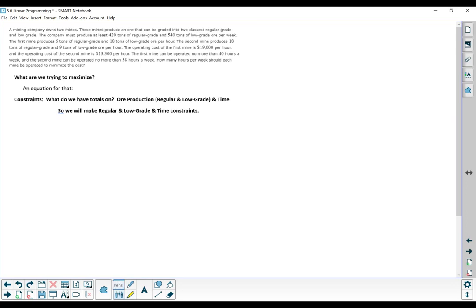I'm going to make a video now for the third example, because it's quite a bit different than the first two. So this is about a mining company. The company owns 2 mines, and the mines produce ore that is graded into 2 classes, either regular grade or low grade. The company has to produce at least 420 tons of regular grade and 540 tons of low grade ore per week, probably because of contracts they have.